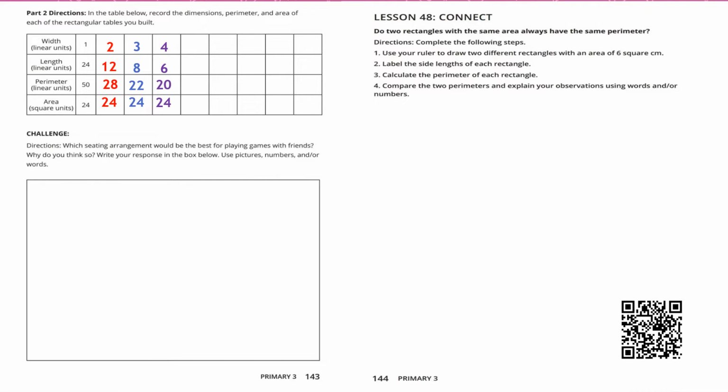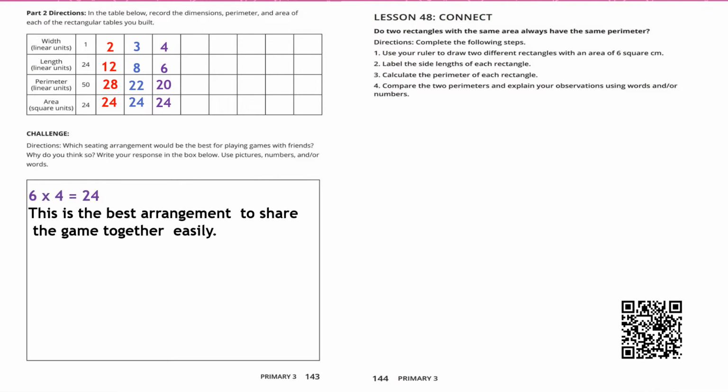Here, which seating arrangement would be the best for playing a game with friends? Okay, he wants me to find which way we arrange our tables will be better for us to play together. It means we should be near to each other. So if the length and width are small numbers, it means the side length will not be very tall, so they will not be very far. Okay, so 4 times 6 or 6 times 4 is the best arrangement to share the game together, because with 6 times 4 they will be near to each other. Okay.